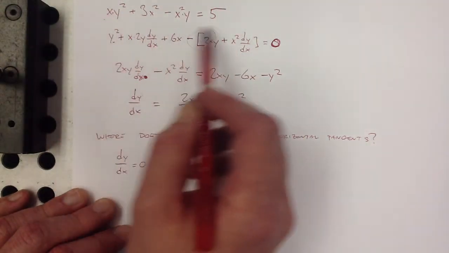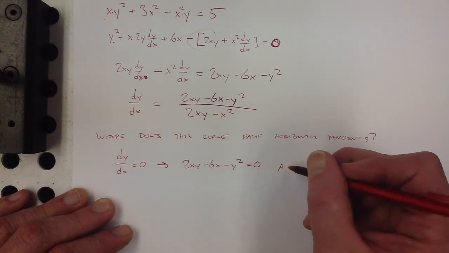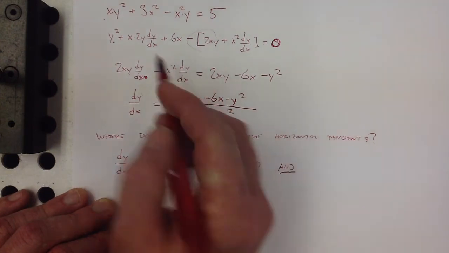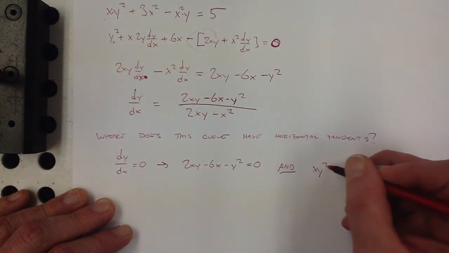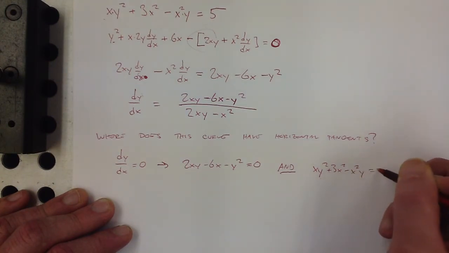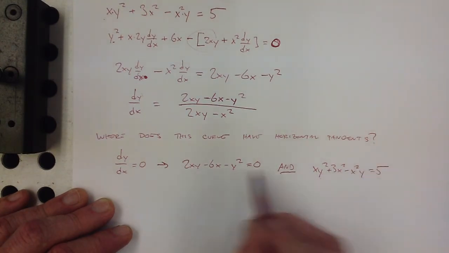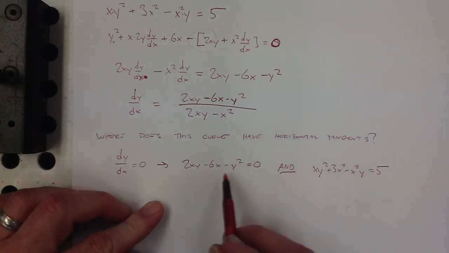Well, we also, it has to be a point on the original function, right? So xy squared plus 3x squared minus x squared y equals 5. These also both have to be true. Now that gives you a system of two variables and two equations, and at first glance, no, but maybe we can do it. So this is going to be messy, but we need to try to solve this system of equations.